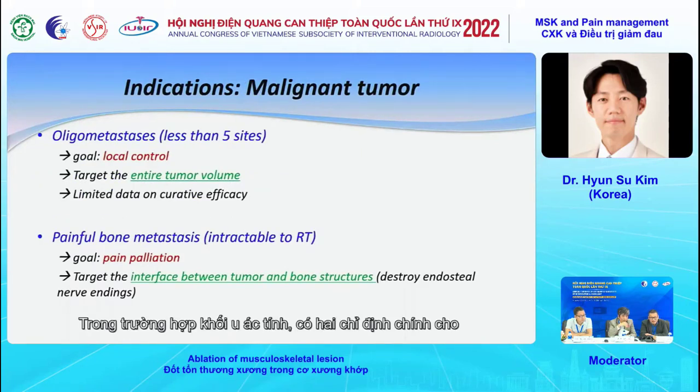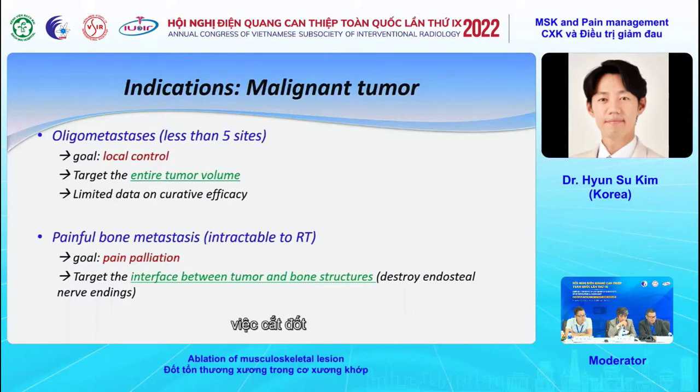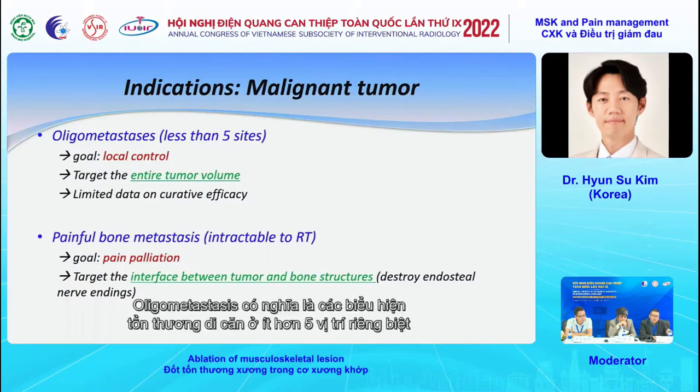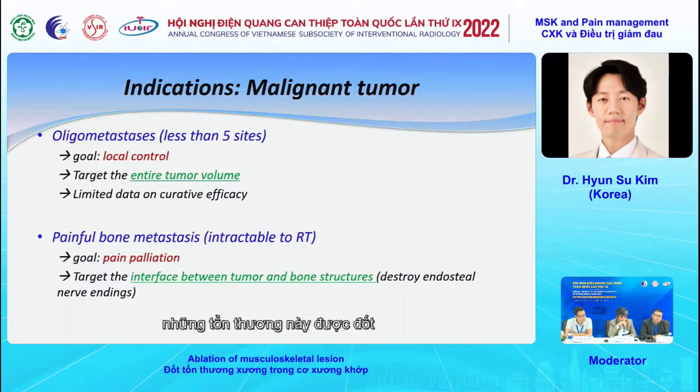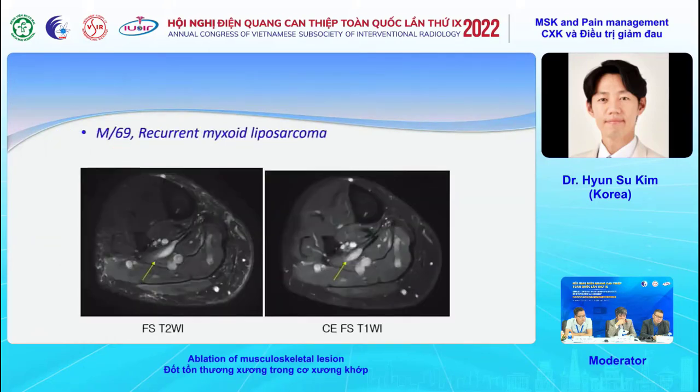In case of malignant tumors, there are 2 major indications for ablation. One is oligometastasis and the other is painful bone metastasis. Oligometastasis means presence of metastatic lesions in less than 5 separate sites. For these lesions, ablations are done to ablate the entire tumor to achieve local control. On the other hand, ablations done for painful bone metastasis that is intractable to radiation therapy target the interface between the tumor and surrounding bone.